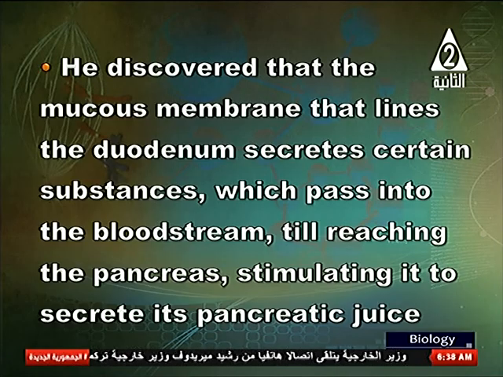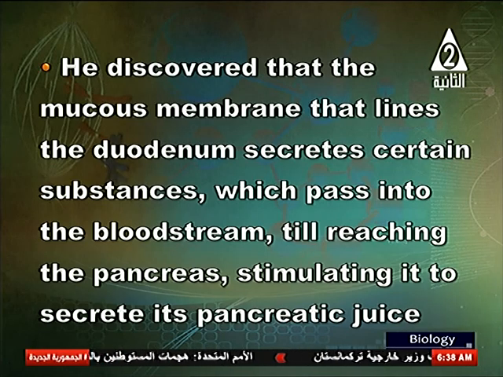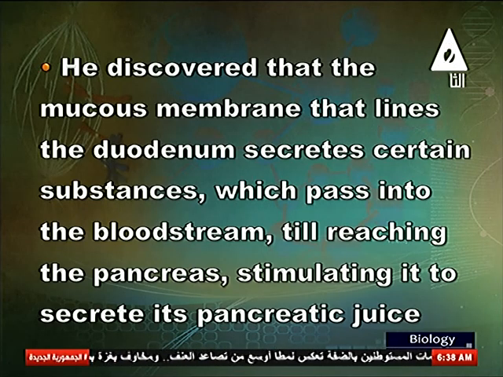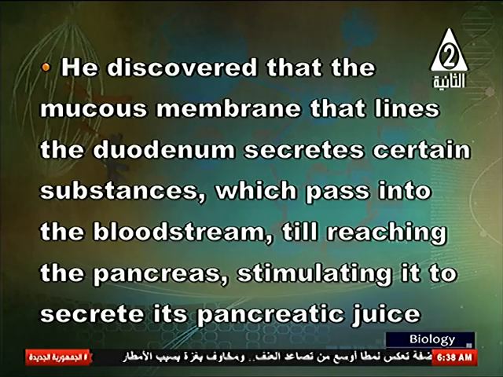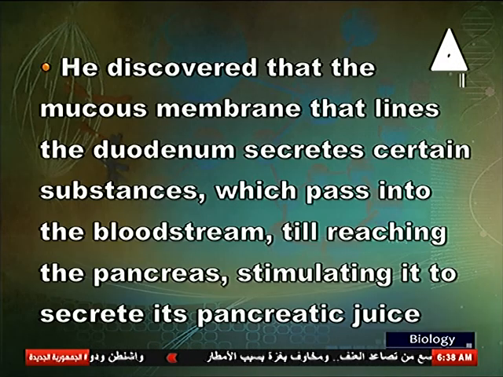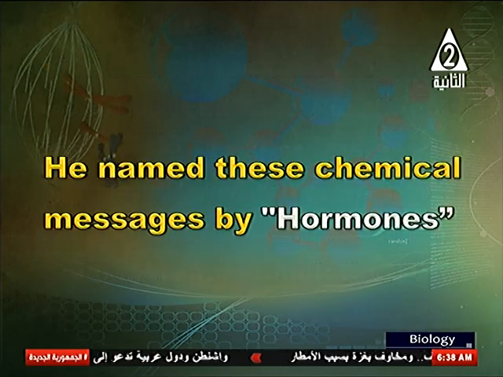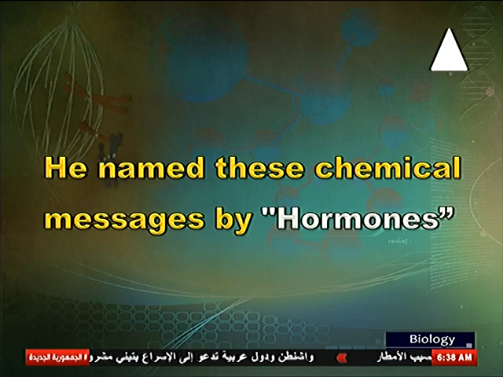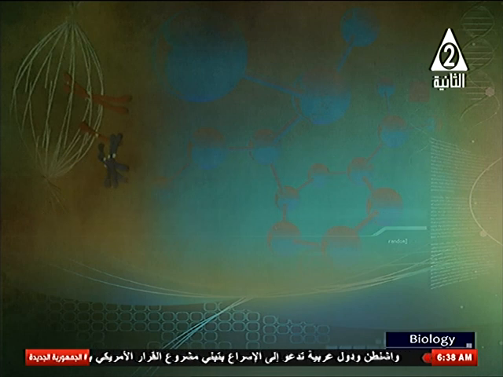He discovered also that the mucous membrane that lines the duodenum secretes a certain substance which passes to the bloodstream. These substances, they are hormones, pass through the bloodstream until reaching the pancreas, stimulating it to secrete its pancreatic juice. So he named this chemical substance hormones.